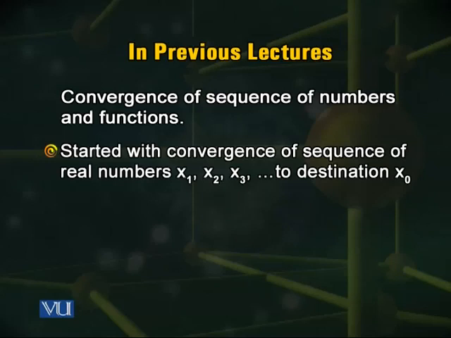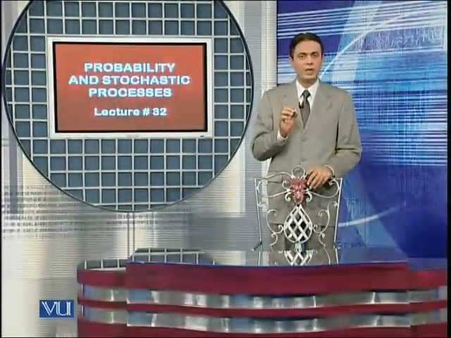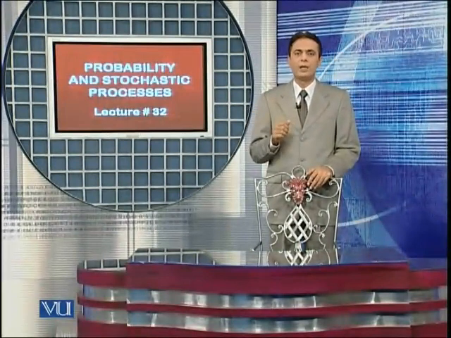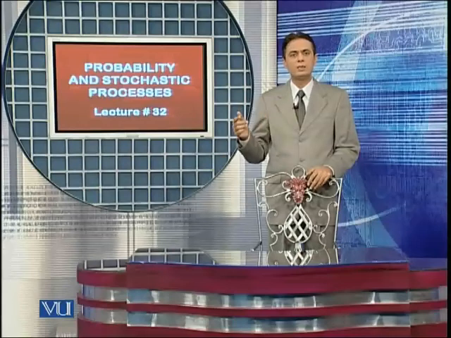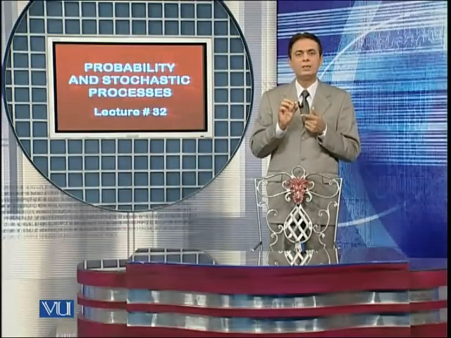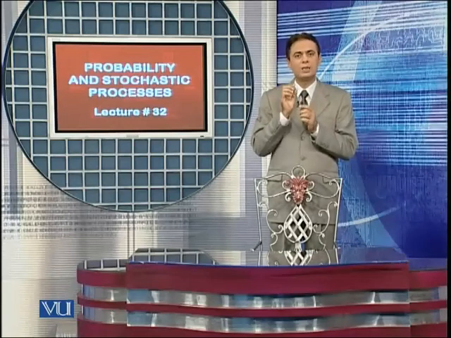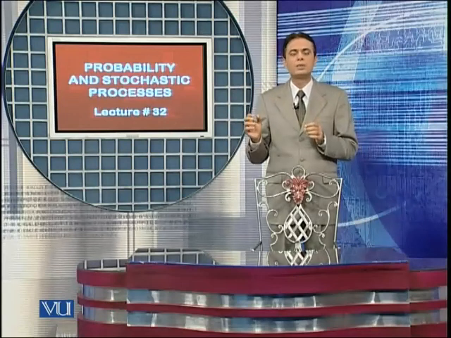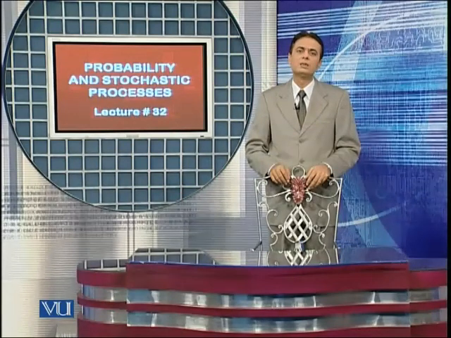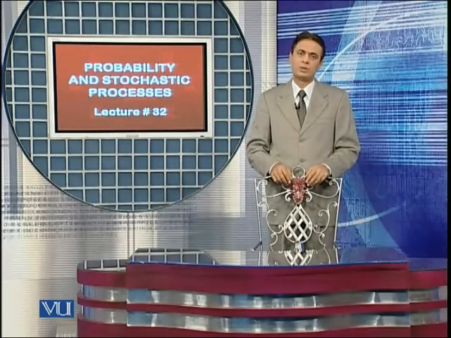x2, x3 and so on, then this sequence converges to a destination value x0 if we are given a limit of closeness, a small real number delta, then we can find a threshold index and all the numbers in the sequence with indices larger than this threshold index will be closer to the destination number than this limit delta, or the difference, the distance between the destination value and all the numbers with indices larger than the threshold index will be smaller than this delta, the limit of closeness.